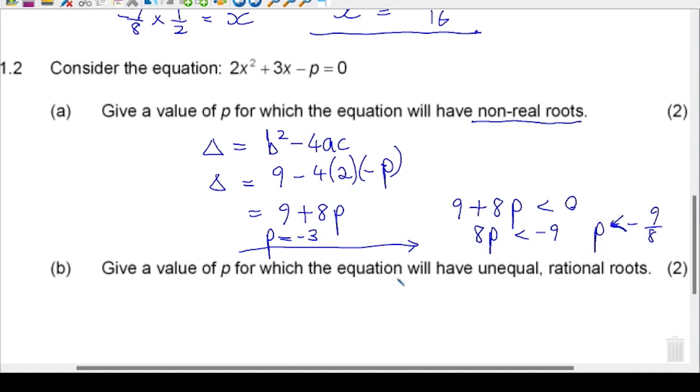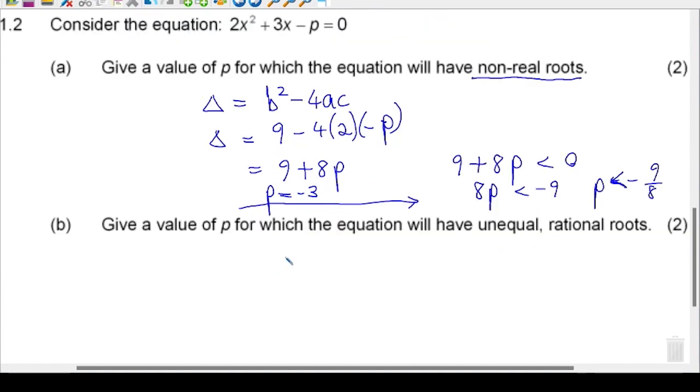The next one now, we want a number which is going to give unequal rational roots. Now remember, we've worked out our discriminant to be 9 plus 8p. For unequal roots, we need that to be positive, but for rational roots, we actually need it to be a perfect square as well, right? So we're looking for a value of p that will make that thing a perfect square. Now, if we look at it, if p was 0, that would work quite nicely. But in fact, there are other options as well. If p is 2, we get 8 times 2, which is 16, plus 9, which is 25.